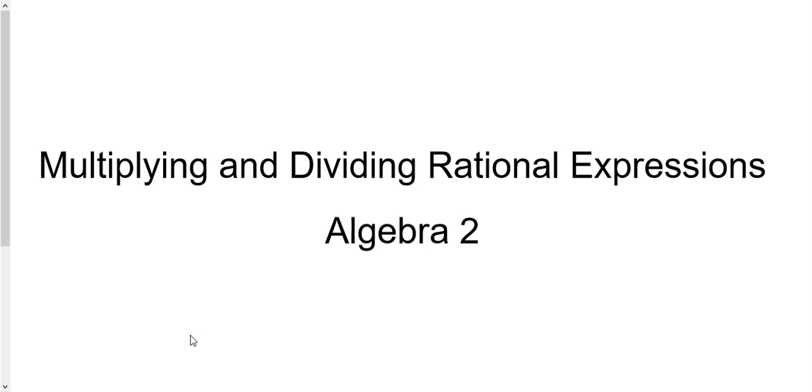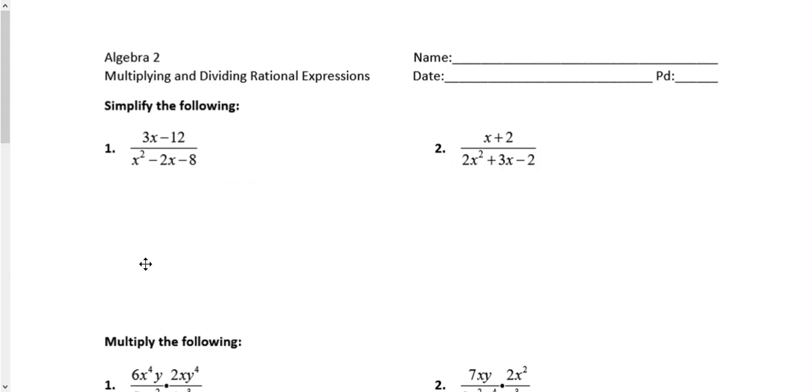Multiplying and dividing rational expressions in Algebra 2. So now we're going to start to multiply big fractions and divide big fractions with polynomials on them. This is when the factoring really comes into play. So this first part, we're just going to talk about simplifying them first.